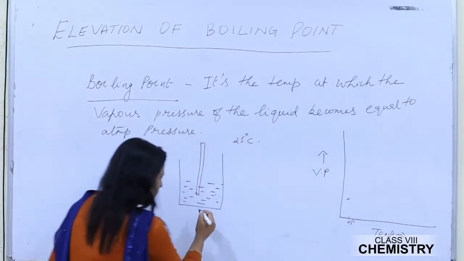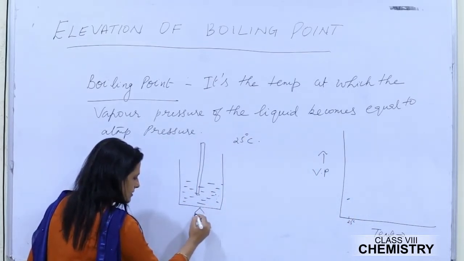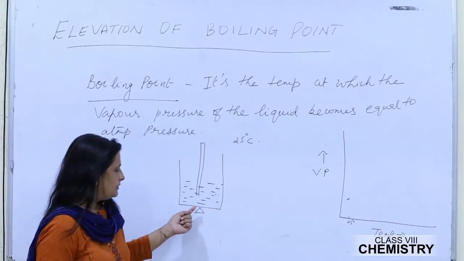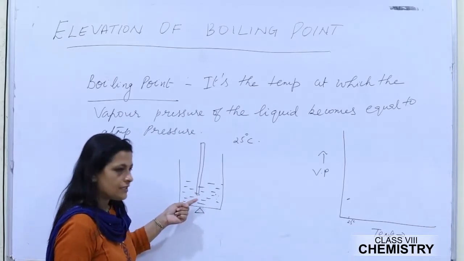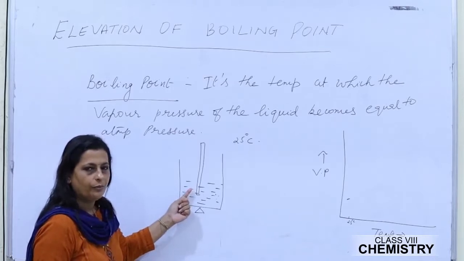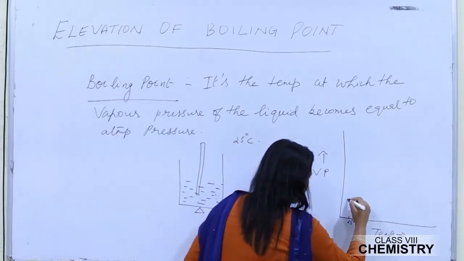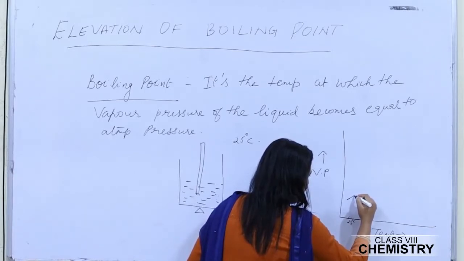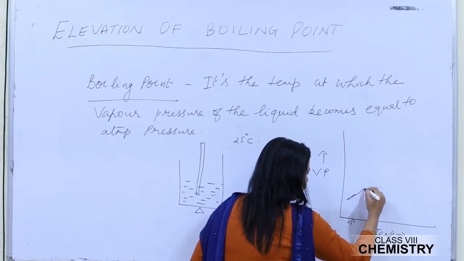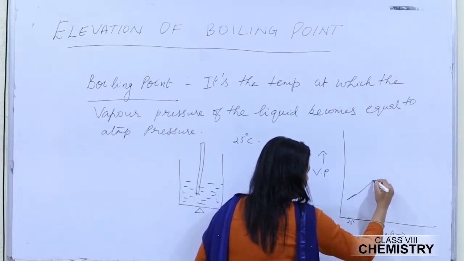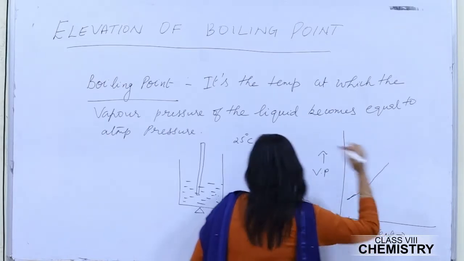Then we are supplying heat. So the water starts getting heated. So what will happen to the temperature in the thermometer? It slowly rises. So when the temperature rises, what happens to the vapor pressure also? It will increase. As the temperature rises, the vapor pressure of water will also increase. It goes like this, it will go on increasing.